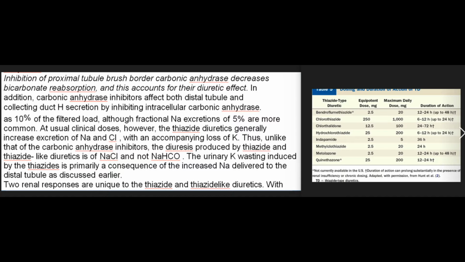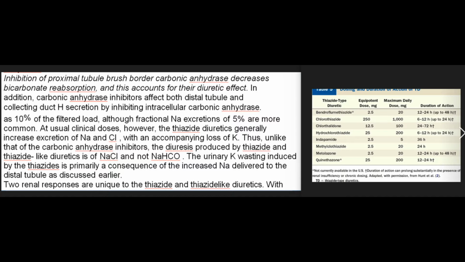...up to 10% of the filtered load, although fractional Na excretions of 5% are more common. At usual clinical doses, however, the thiazide diuretics generally increase excretion of Na and Cl, with an accompanying loss of K. Thus, unlike that of the carbonic anhydrase inhibitors, the diuresis produced by thiazide and thiazide-like diuretics is of NaCl and not NaHCO3. The urinary K wasting induced by the thiazides is primarily a consequence of the increased Na delivered to the distal tubule as discussed earlier.